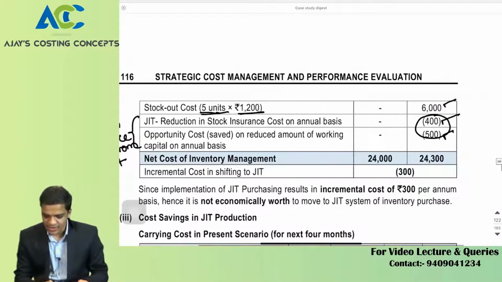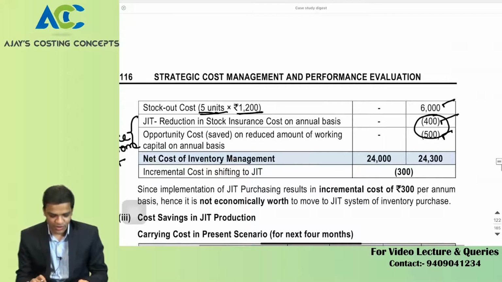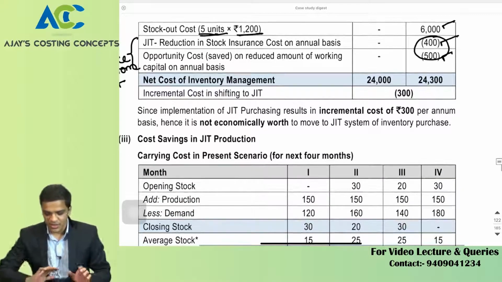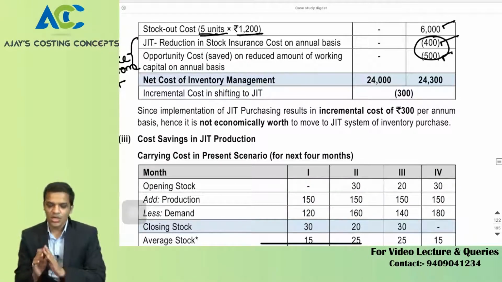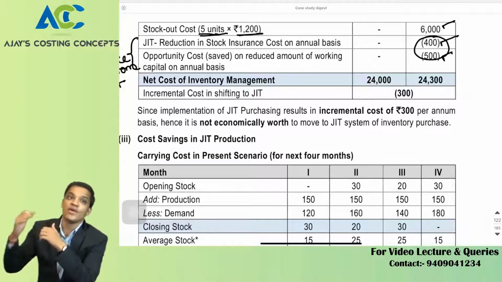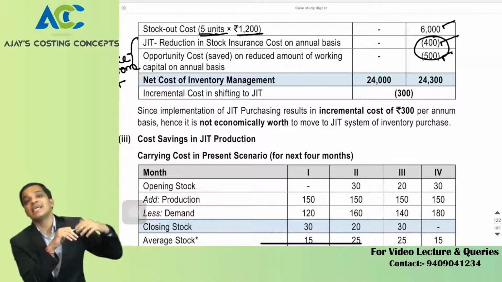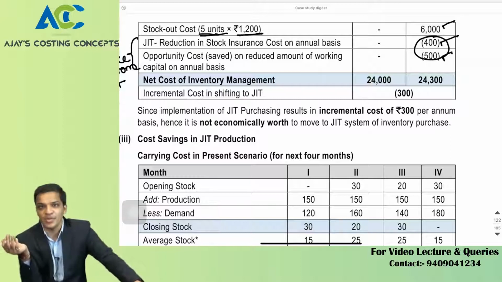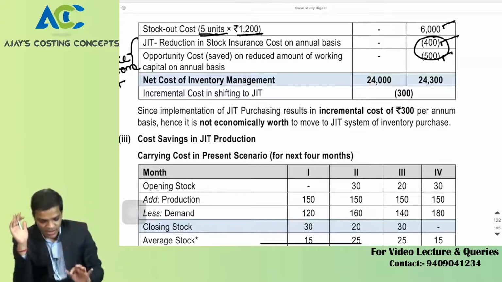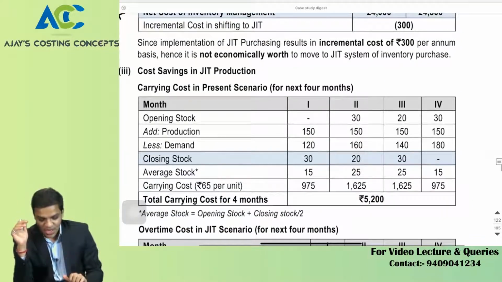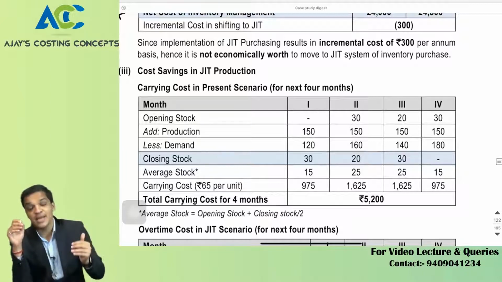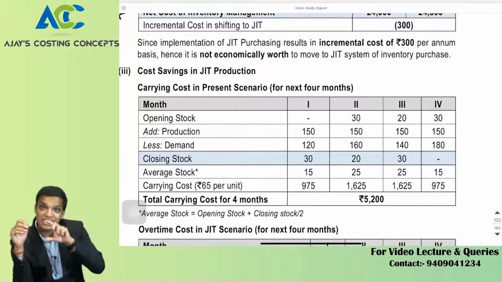Right? So, net cost would be 24,300 against 24,000. As we are shifting to the just-in-time approach, there is an incremental cost of 300 rupees. Hence, it is not advisable to go for just-in-time purchase. But what if I go for just-in-time production? So this is the production tagline.